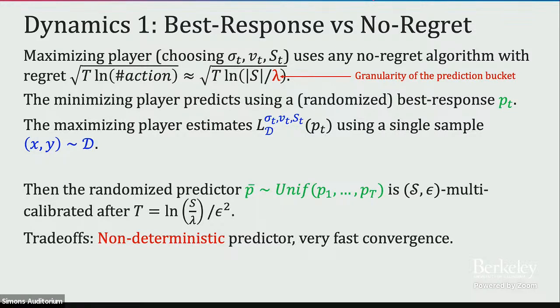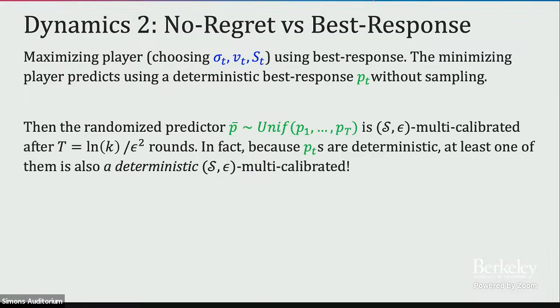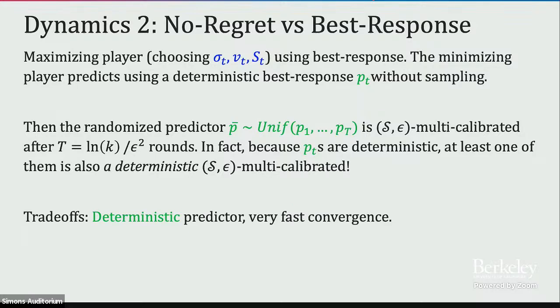Let me switch who's playing no regret and who's playing best response, because now I can do that. I have both. Let's say the maximizing player is picking best response to whatever the minimizing player did. The minimizing player is doing no regret, deterministic no regret without sampling. Then we know that the randomized predictor is going to be doing well. But in fact, we know something more. The randomized predictor is doing well, which means that on average, one of these PTs is doing well. And since each one of them was deterministic, there is indeed a deterministic one in this set that I learned. That's a good predictor, an S epsilon multi-calibrated predictor. So this gives a deterministic and fast convergence.